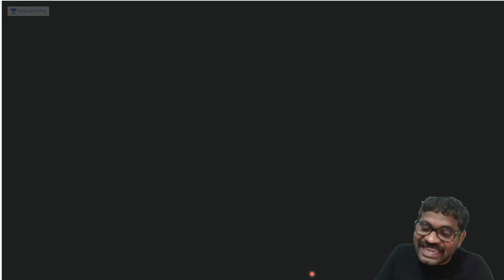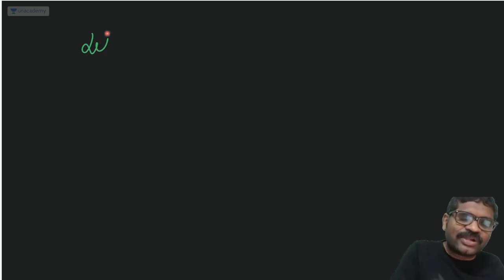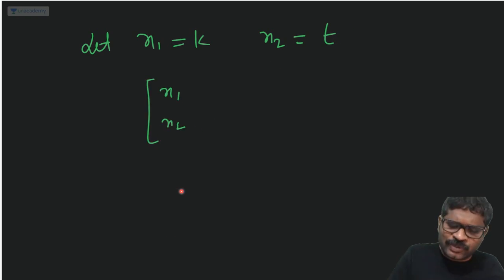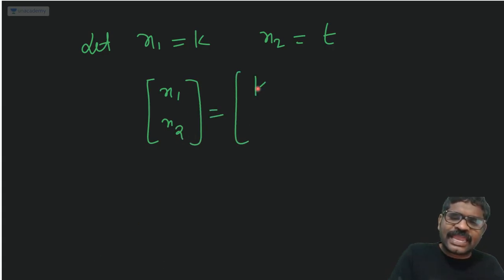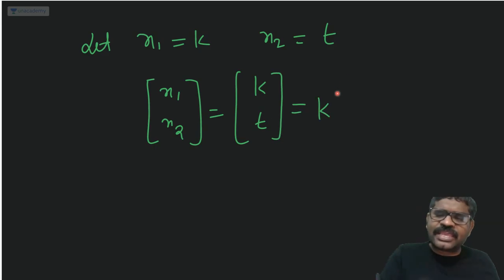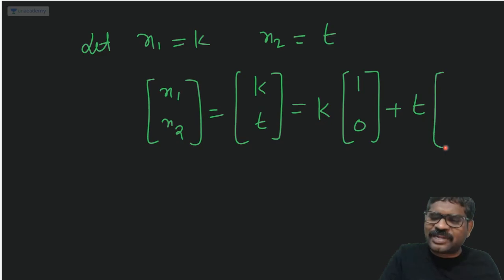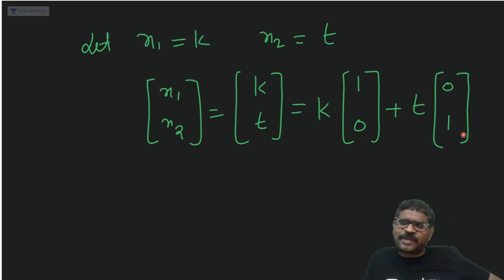So let us take x1 equal to k, x2 equal to t, then (x1, x2) equal to (k, t). This can be written as k multiplied with (1, 0) plus t multiplied with (0, 1). Any problem?